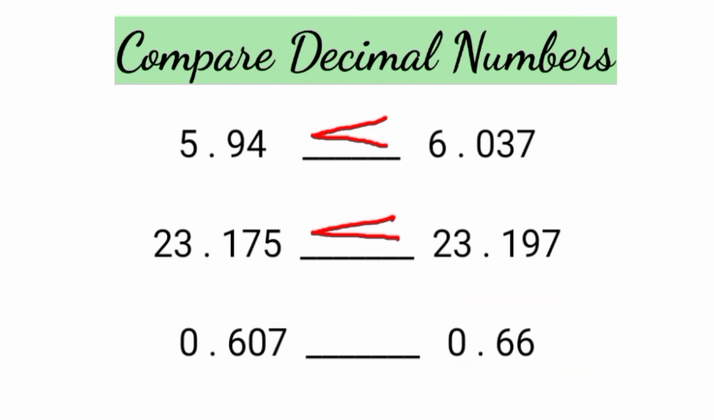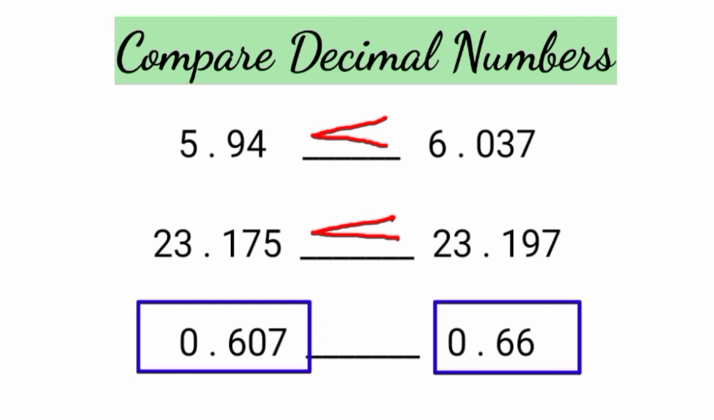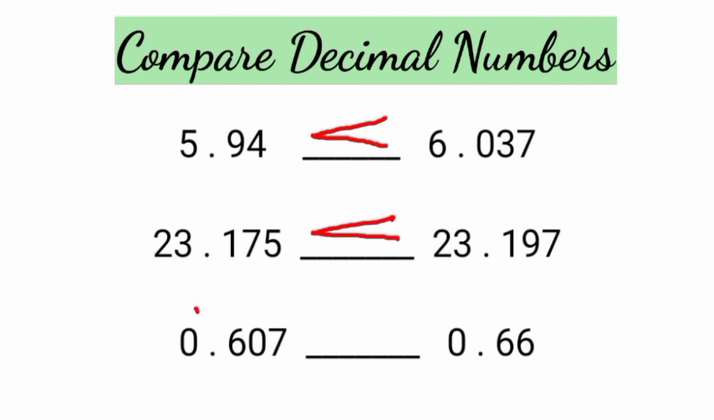Clear? Next is 0.607, 0.66. Firstly compare the integral part. Integral part is 0, 0 on both sides. Clear? Now what will you do? After decimal there is 6 and there is 6. This is 0, this is 6. Which one is greater? Of course 6 is greater, so put the less than sign here.